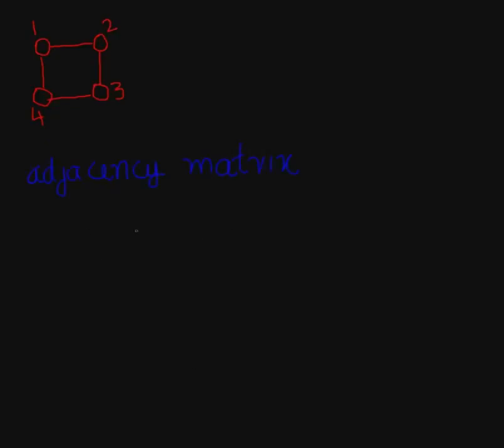Okay, so an adjacency matrix is nothing but a matrix of order n. So it's an n by n matrix. It's a square matrix if n is the number of nodes in this graph. So here n is equal to 4.